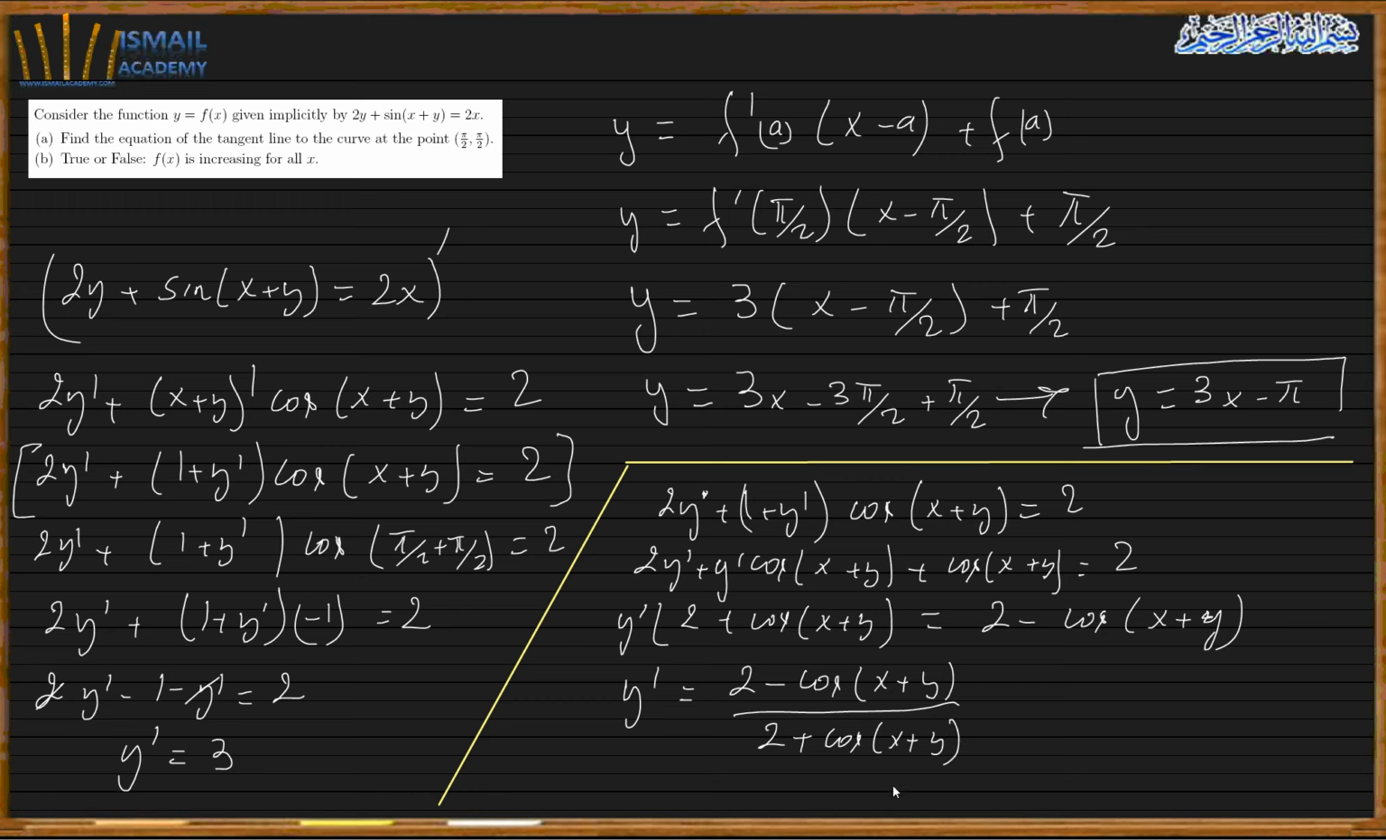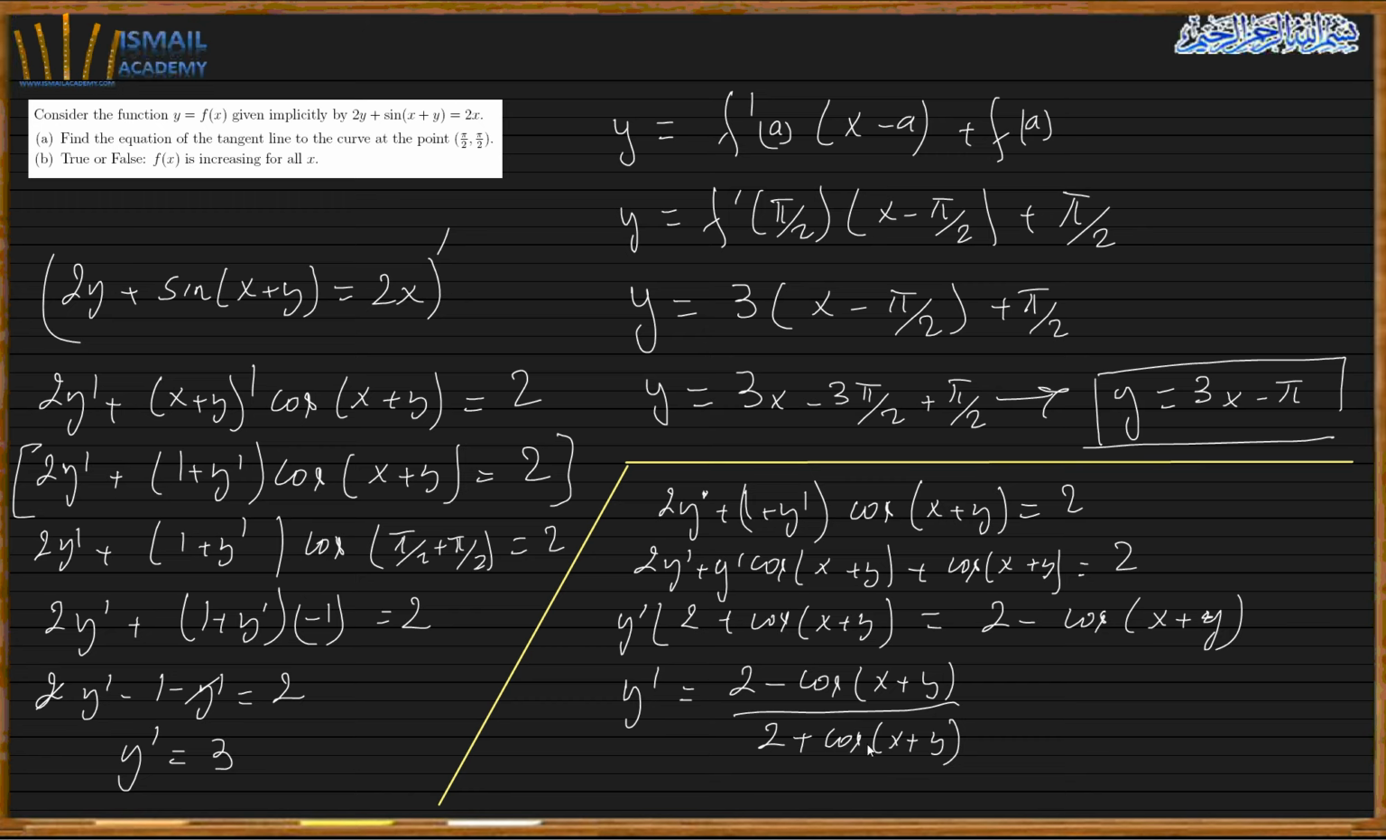So we know that cosine is always less than 1 and greater than minus 1, so it's between minus 1 and 1, which means that cosine can never reach 2 or above 2, so therefore the numerator is always positive. The denominator is always positive because the cosine is greater than minus 1. It can never be less than minus 2.